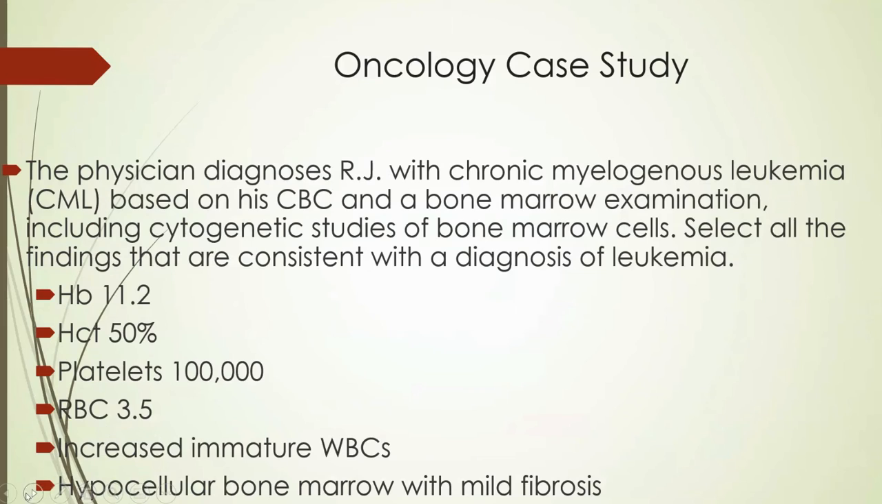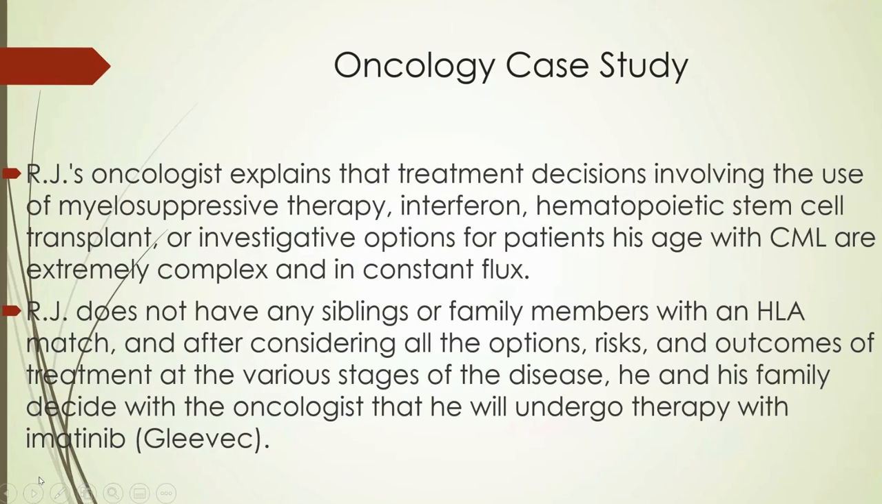So the oncologist explains treatments that could be used, including stem cell treatments, interferon, or investigative options. He doesn't have any sibling or family members that could be an HLA match. This is a type of match for bone marrow that we look for. The higher the match, the greater likelihood the body will accept it and not reject it. So close family members are likely to be the closest match, but it also could be somebody you don't know. And after weighing all of the options, risks, and outcomes, he and his family decided the oncologist he's going to start a medication called imatinib or Gleevec.